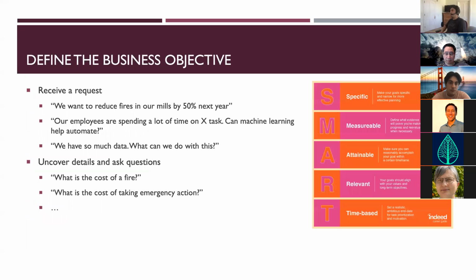For the first step, defining the business objective, this is the piece that you typically start with. If you're working in a company, someone comes to you with a request. Right now I'm working with Kimberly-Clark, and they're saying, we want to reduce fires in our mills by 50% next year. They had a few fires in their mills, and they say, that's obviously not good. Let's figure out how we can reduce that by looking at some sensor data and raising some flags before those happen and cause a bunch of damage.